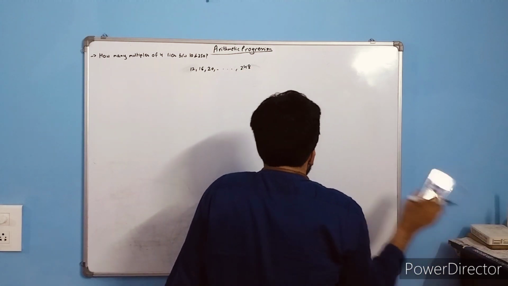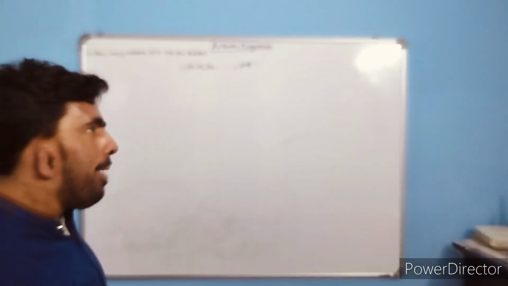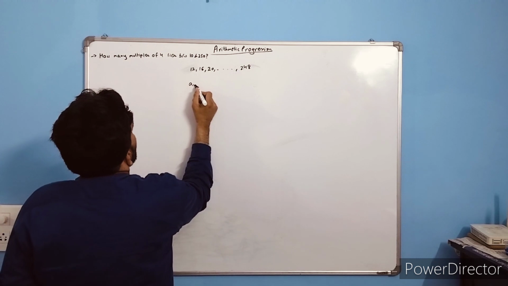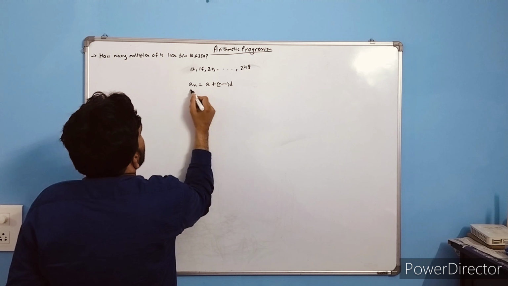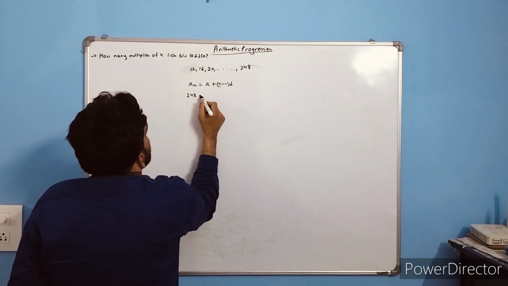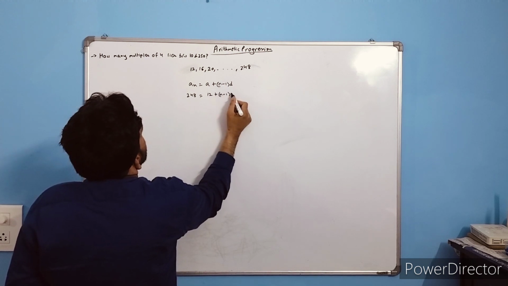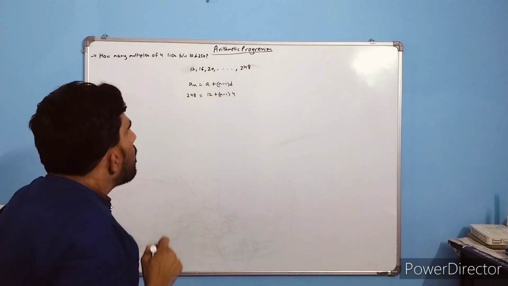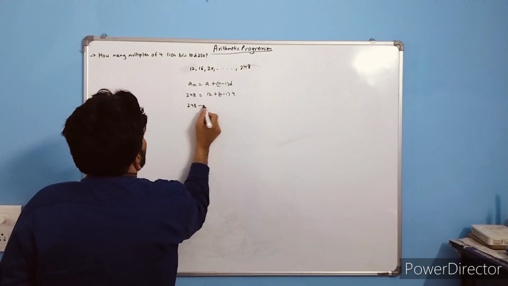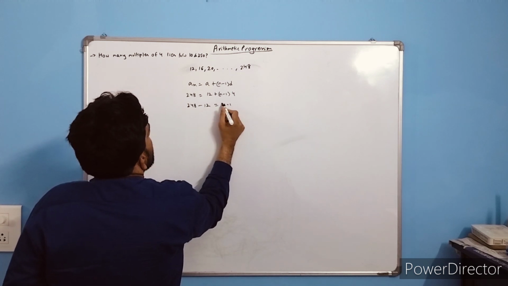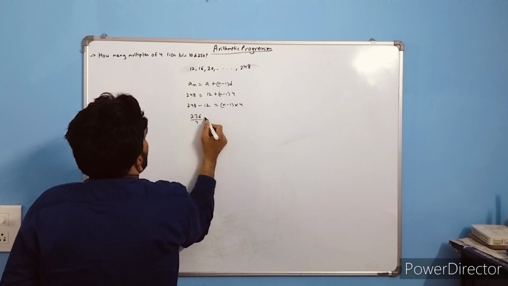So how many multiples are there? That means we need to find n, using the formula An is equal to A plus (n minus 1) into D. An is 248, A is 12, and the common difference is 4. 16 minus 12 is 4, 20 minus 16 is 4. So now we need to find n. So 248 minus 12 is (n minus 1) into 4. So I got 236 by 4 is equal to n minus 1.